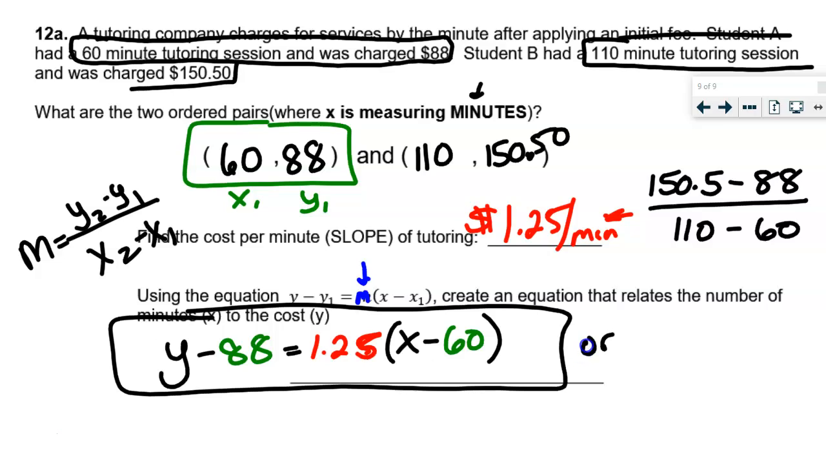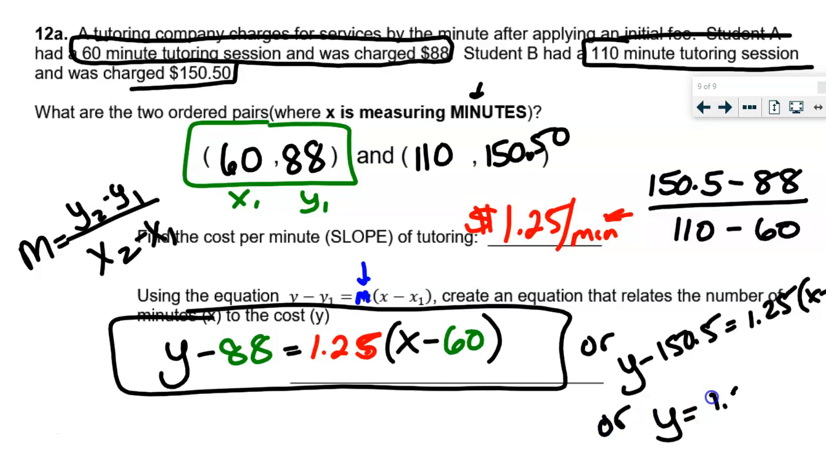There's other answers I would take. If you use the other ordered pair, you might have y minus 150 equals 1.25 times x minus 110. Or if you went ahead and solved it for y equals, I think you get 1.25x plus 13. So they're all great answers, and I'll have all of them ready on my answer key. You guys don't have to worry about that part. It's whether you know how to use the formula. That's what I'm really asking you on that question.